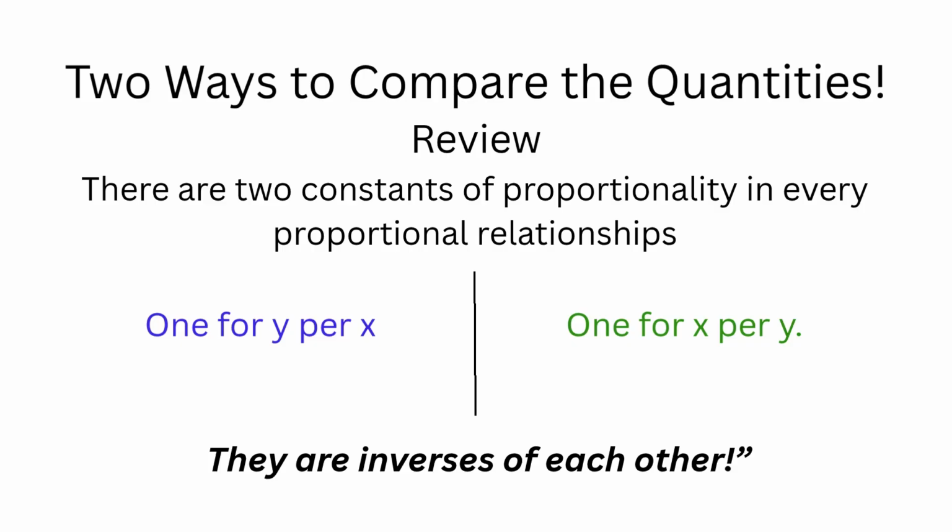Let's review before we move on. Every proportional relationship has two constants of proportionality. One that shows how much y changes for each x, and another that shows how much x changes for each y. They're inverses, meaning one is the flip of the other.